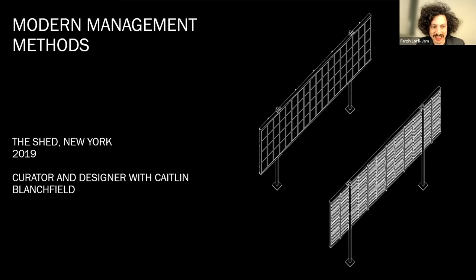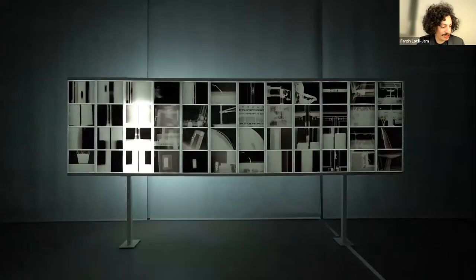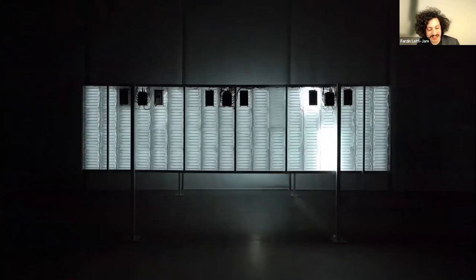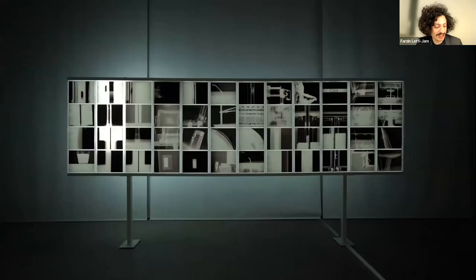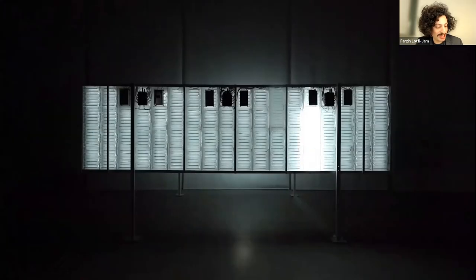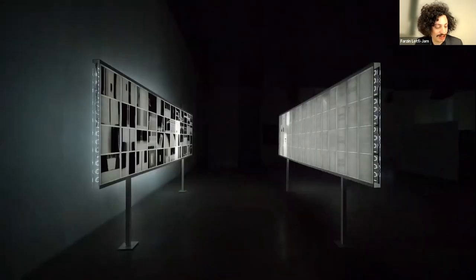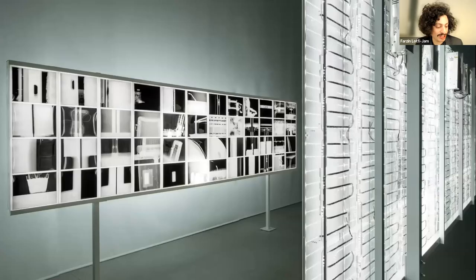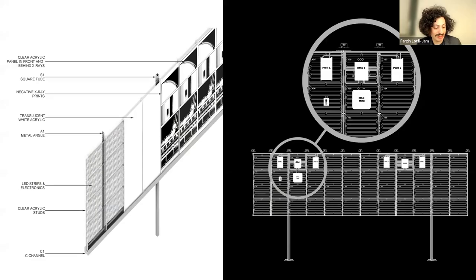So this next project, Modern Management Methods, is really thinking about the subject as a method and thinking through method as the subject of research and inquiry. And it's a collaboration with Caitlin Blanchfield, and it was presented at the Shed in New York in 2019. And so I want to talk about an example of a project, this one, that analyzes architectural and historical processes. Modern Management Methods is a research project that asks how the value of a building is produced through instruments of expertise, management ideologies, and historical narratives.